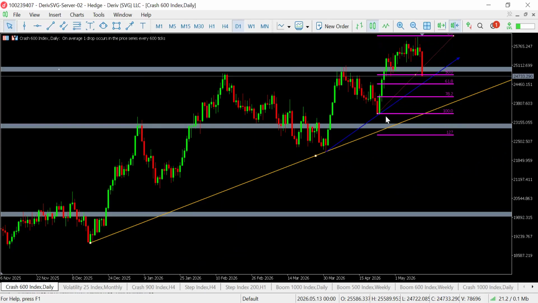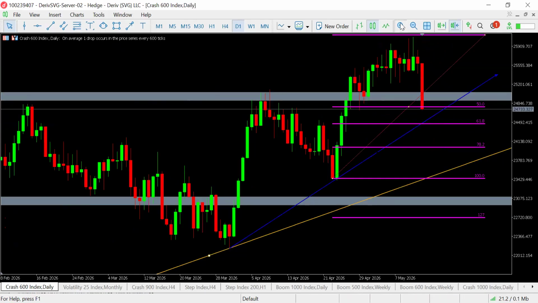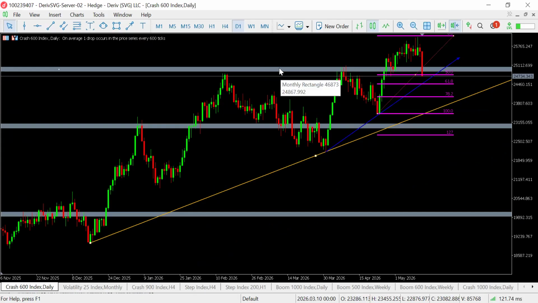And from what we can see, price is coming aggressively into our Fibonacci retracement golden zone. From this setup, we have one touch of this internal trend line, another touch, and then price is coming into the Fib golden zone, which is a zone between the 50% and 61.8% mark.